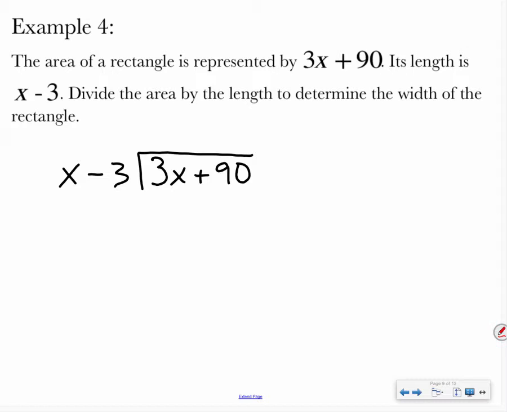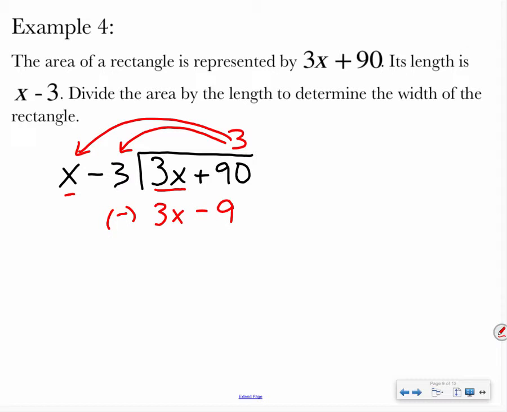So again, I'm going to look, what do I need to multiply x by in order to get my 3x? I have to multiply by 3. So 3 times x gives me 3x. 3 times a negative 3 gives me negative 9. I'm subtracting, so 3x minus 3x, that's 0. 90 minus a negative 9, that becomes 90 plus 9. So now I have 99 as a remainder.